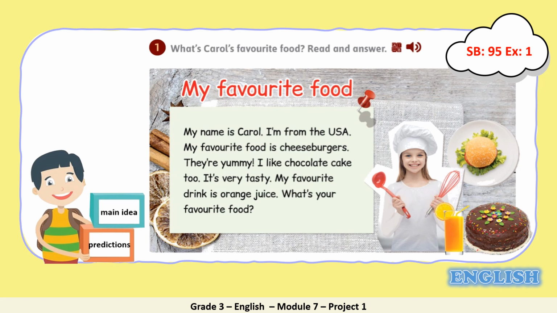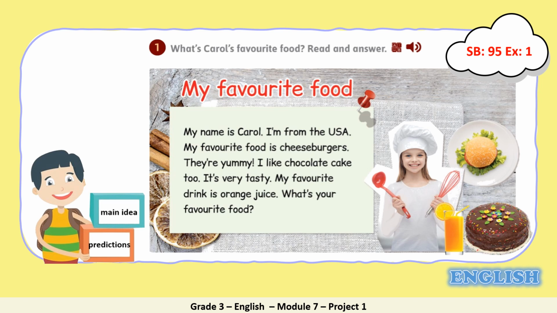Module 7. Project 1. What's Carol's favourite food? Read and answer. My favourite food. My name is Carol. I'm from the USA. My favourite food is cheeseburgers. They're yummy. I like chocolate cake too. It's very tasty. My favourite drink is orange juice. What's your favourite food?